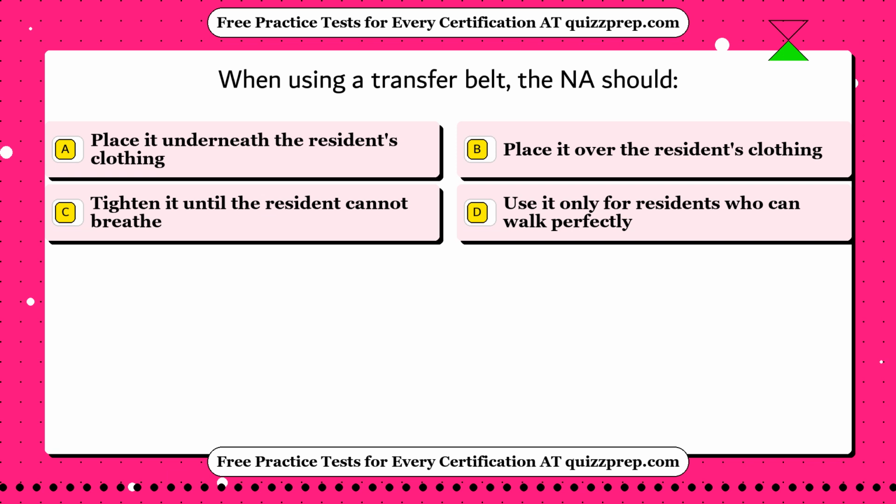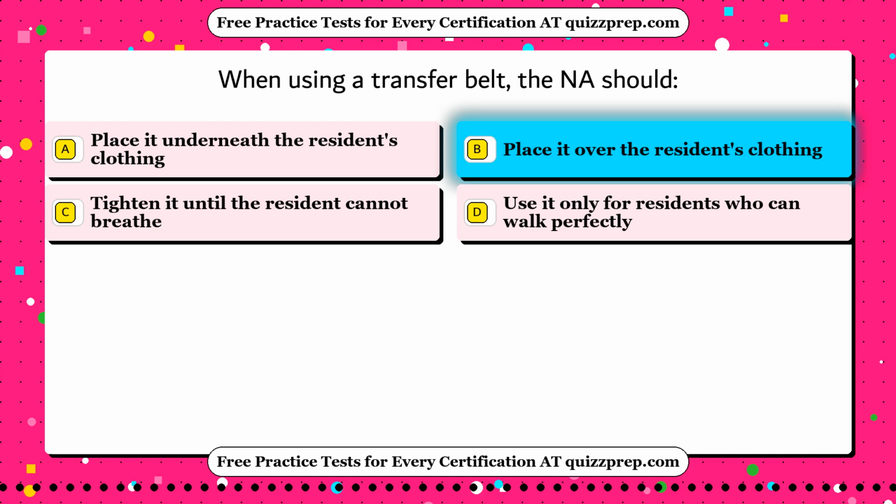Question 90. When using a transfer belt, the NA should: Option A, place it underneath the resident's clothing. Option B, place it over the resident's clothing. Option C, tighten it until the resident cannot breathe. Option D, use it only for residents who can walk perfectly.